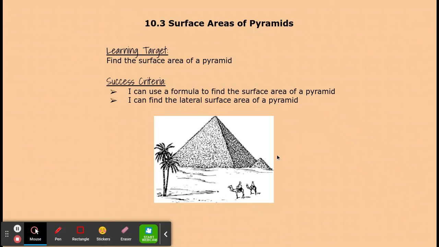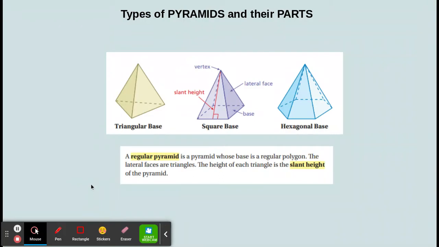10.3 surface areas of pyramids. We have in this picture here 3 different types of pyramids, and each of them is considered a regular pyramid. It's considered a regular pyramid because their bases, their bottoms, are all a regular polygon. So we have a triangular base here, a square base here, and a hexagonal base here.